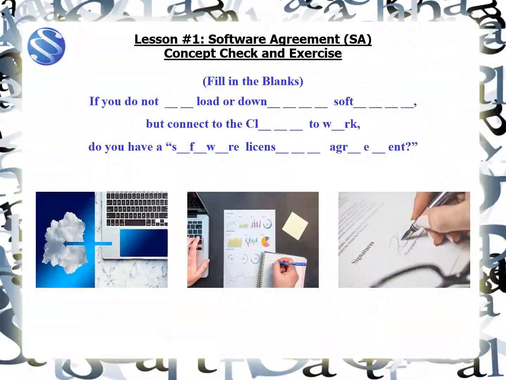Very good. Now let's find out what you understand about software licensing agreements and software as a service agreements by doing a concept check and exercise. Please fill in the blanks.